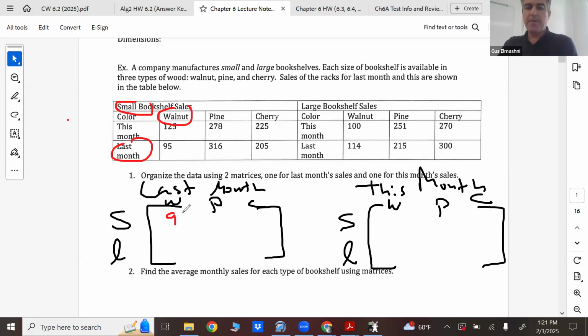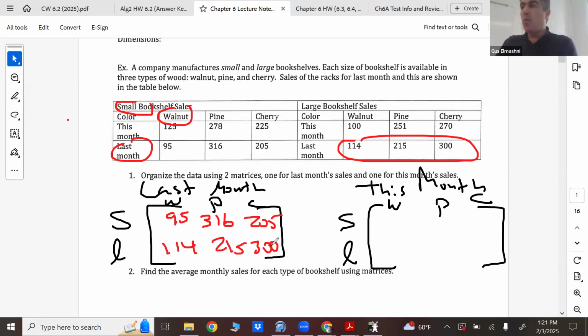95. So put 95 right there. And only focus on small bookshelves. How many small pine did I sell? And how many small cherry? Perfect. And then now you do the next row for large. And this is all for last month only. Only for last month. 114, 215, 300. So I'm organizing the matrix.